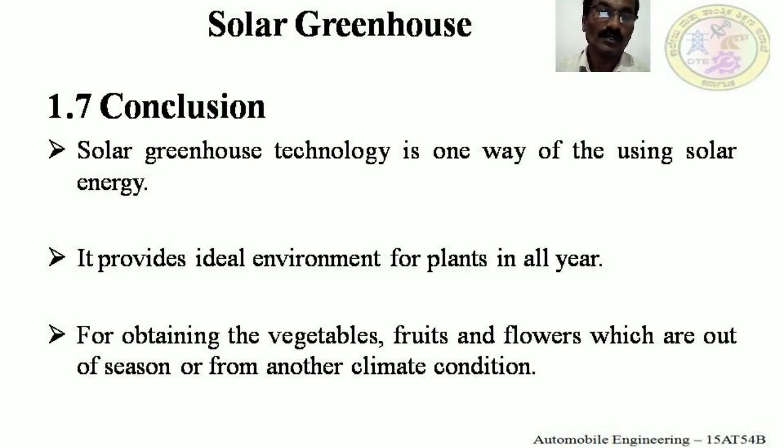Conclusion. Solar greenhouse technology is only one way of using solar energy. It provides an ideal environment for plants all year round, for growing vegetables, fruits and flowers which are out of season or from other climate conditions.